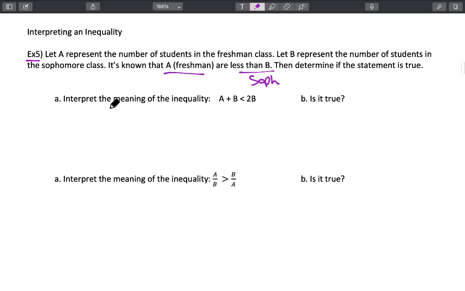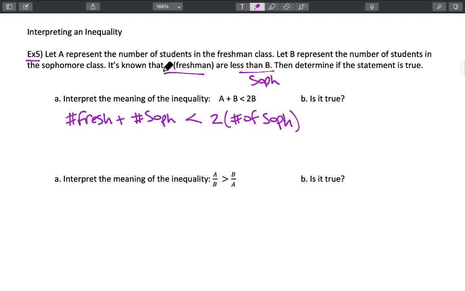Well, part A says, interpret the meaning of this inequality. What does it mean that we add A plus B and have it be less than 2 times B? Well, it means the number of freshmen plus the number of sophomores has to be less than twice the number of sophomores.